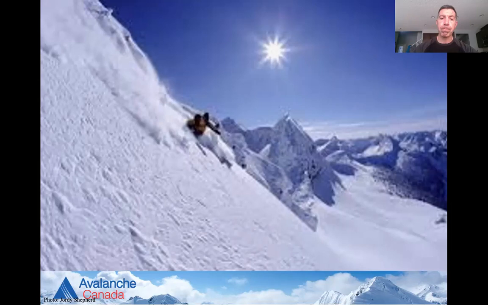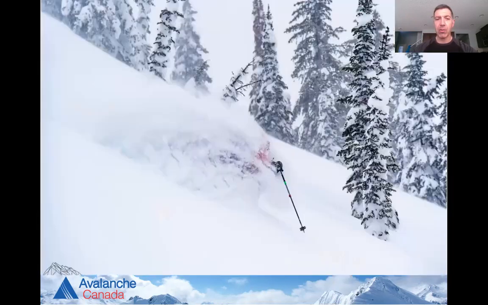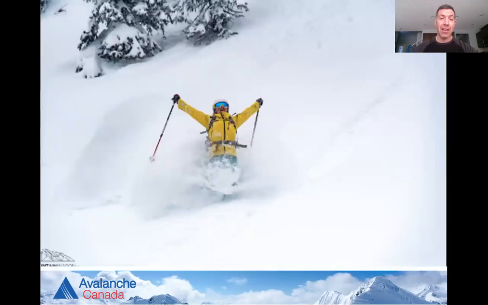All right, so this is the kind of thing we're talking about. I've got a few slides with pictures here of people having a bit of fun, up to their chest in snow. Fantastic. Hopefully this is going to be the same this winter. Last winter was amazing. And there we go, having the time of their lives.